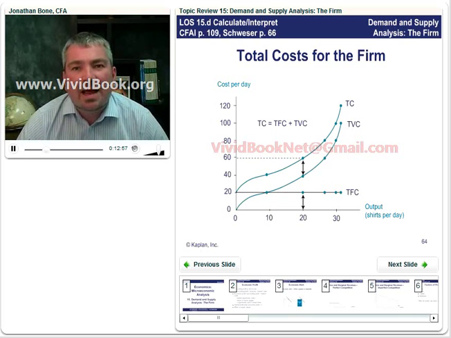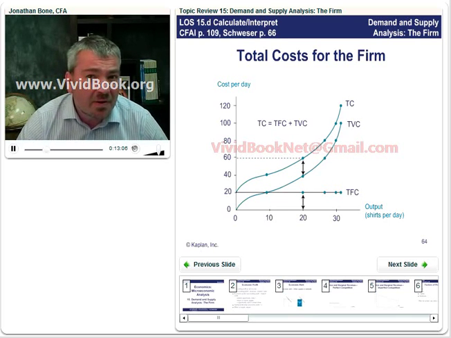Notice the 2 black arrows on our diagram. All we're trying to say is, look, these distances are the same. In other words, the difference between total cost and total variable costs is simply the fixed costs.